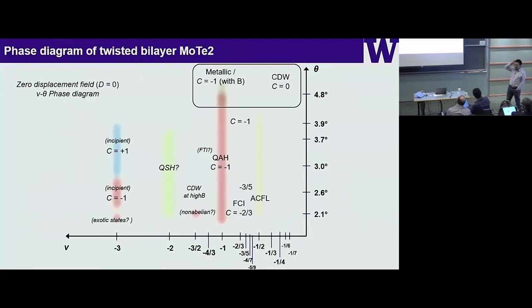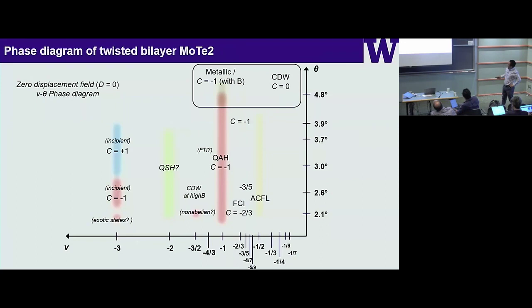Lastly, I'm going to show you this phase diagram. I think there are a lot of interesting things going on in this twisted MoTe2 beyond what I told you today. The horizontal axis I show you here is the filling factor. The vertical axis is the twist angle. So you can see that in this phase space of filling factor and twist angle, there are many different states we can see, right?